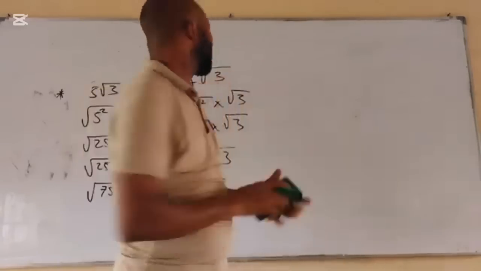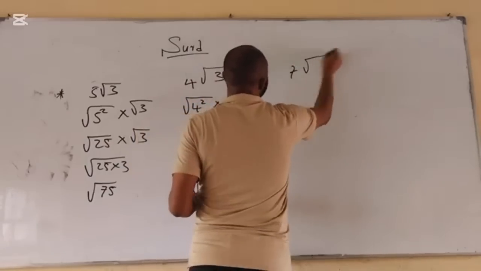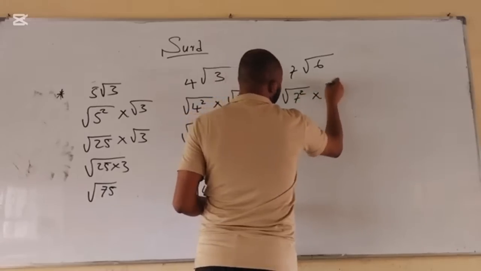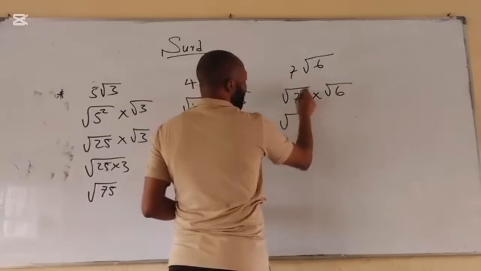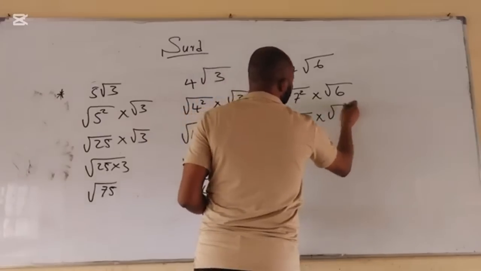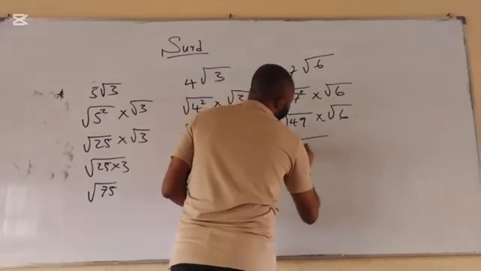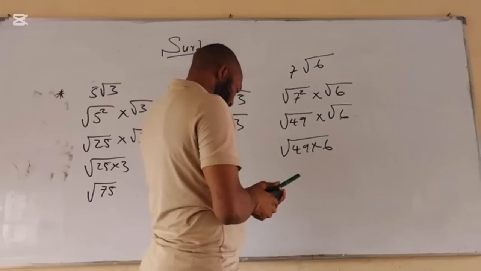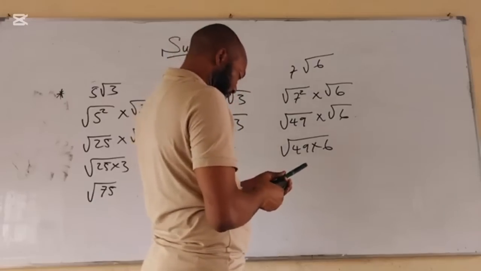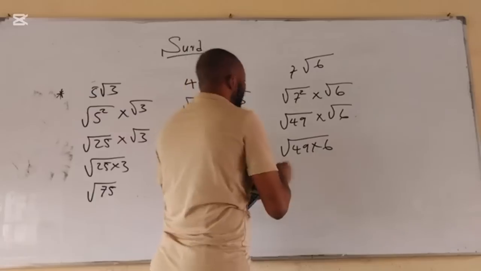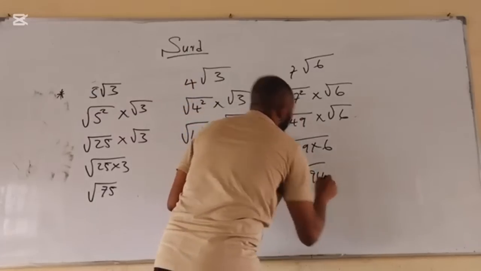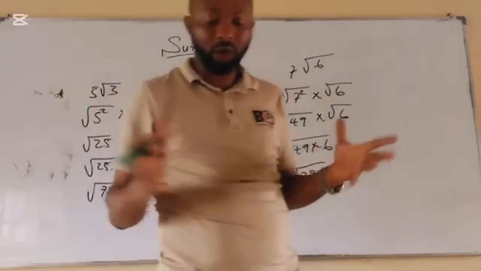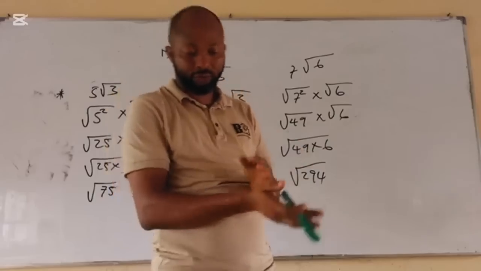7 root 6. So we have 7 root 6. This becomes the root of 7 squared times root 6. What is 7 squared, which is 49 times root 6? And this is the same thing as 49 times 6, and that is 294. This is the root of 294. So now we can express any surd as a single surd.